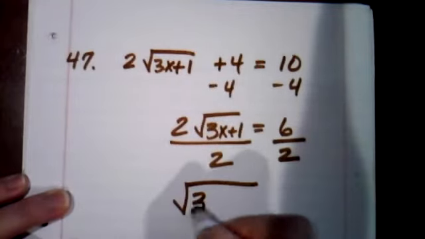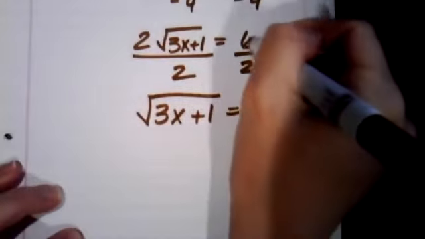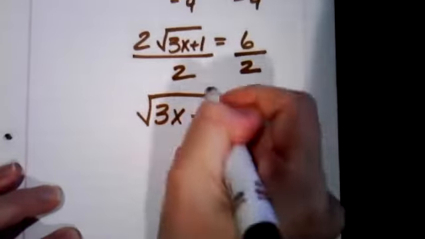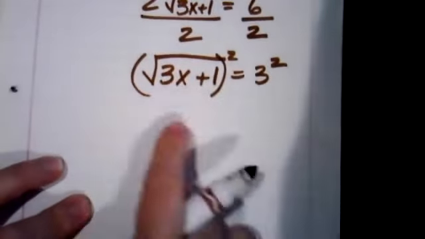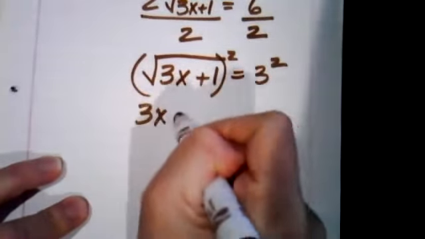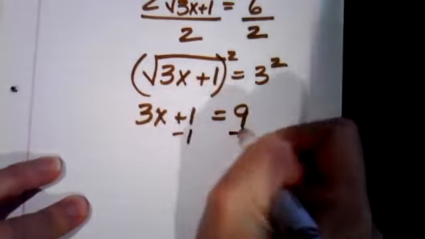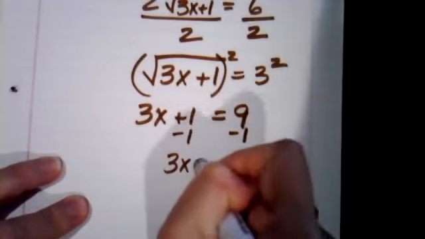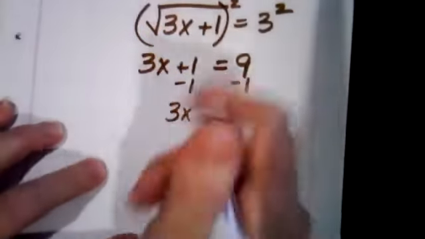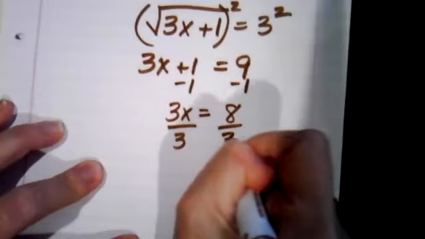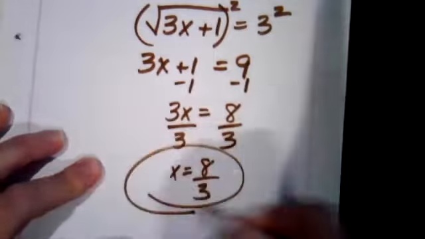So we are here. And then we get, what's 6 divided by 2? 3. Then we square everything. Don't forget to square both sides. So then this would become 3x plus 1 equals 9. And then minus 1, 3x is equal to 8. And then we divide by 3. And then you think, oh, this is the ugly fraction. But that's all right. That is the correct answer.